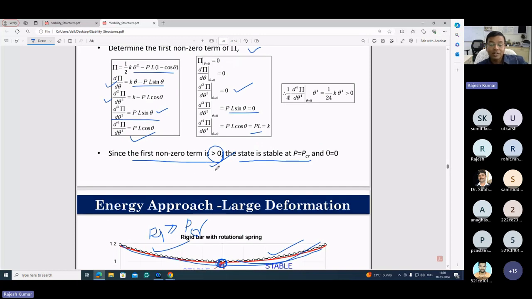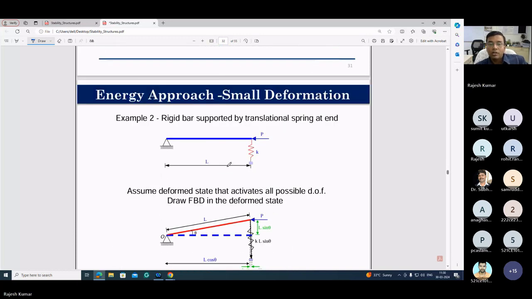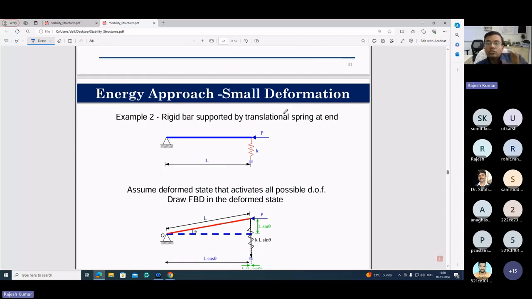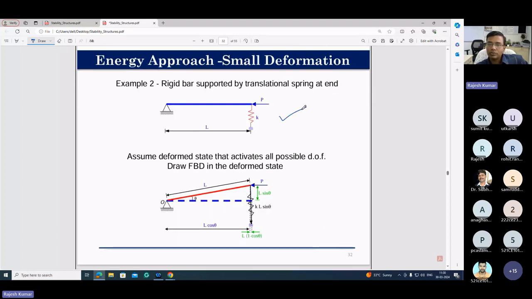The first non-zero term is coming greater than 0, that's why it is stable. Now, the energy approach for small deformations. A rigid bar supported by translational degrees of freedom, a spring at the end. You look at this, this is the example. I am going to write the energy of this. First, what you have to do is give a perturbation here, a small perturbation theta, then activate all the degrees of freedom and draw free body diagrams.